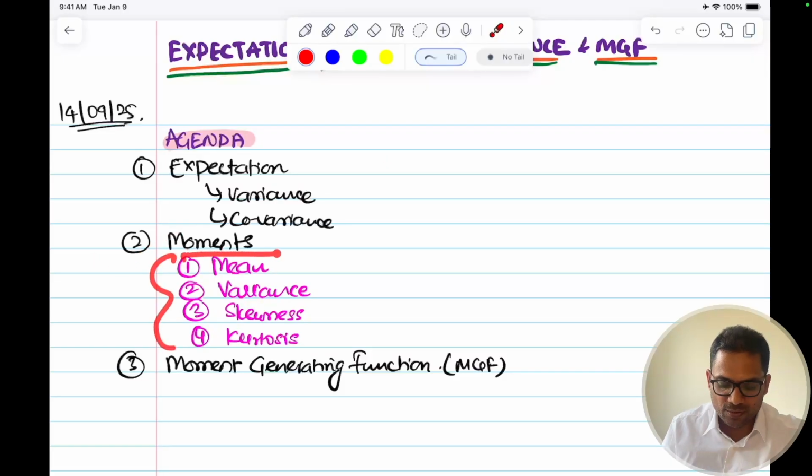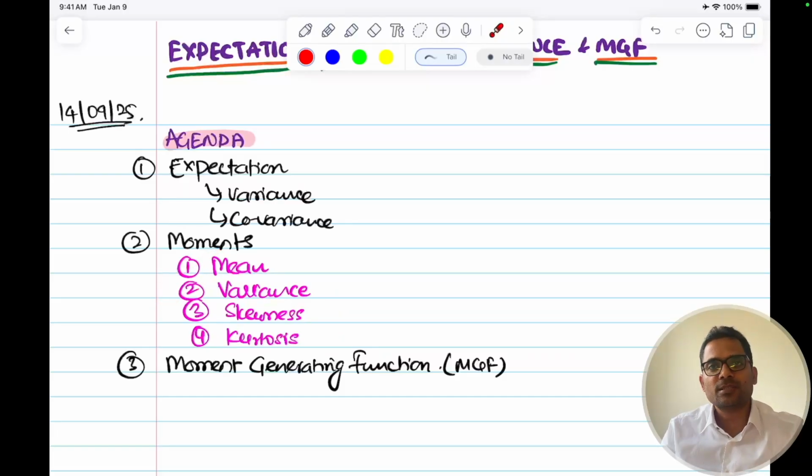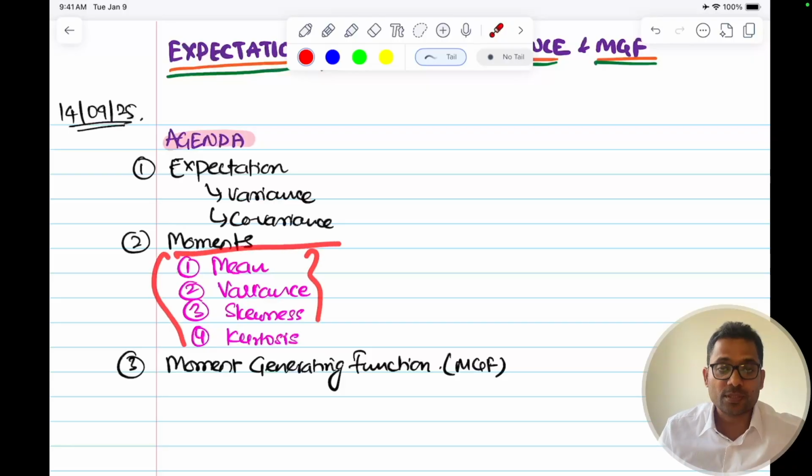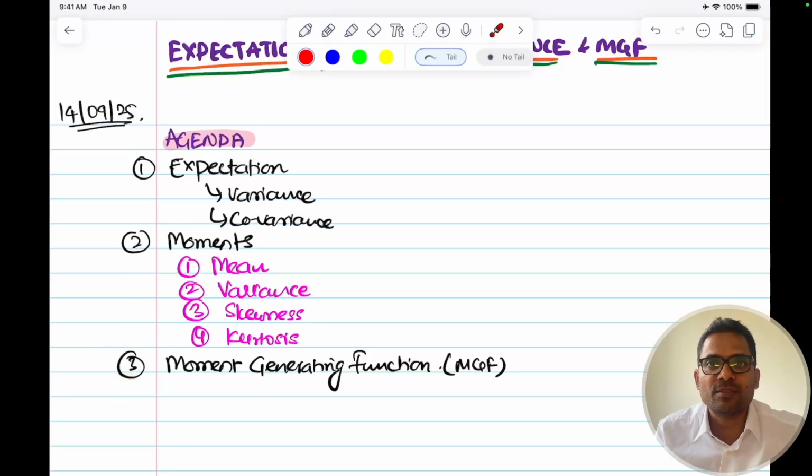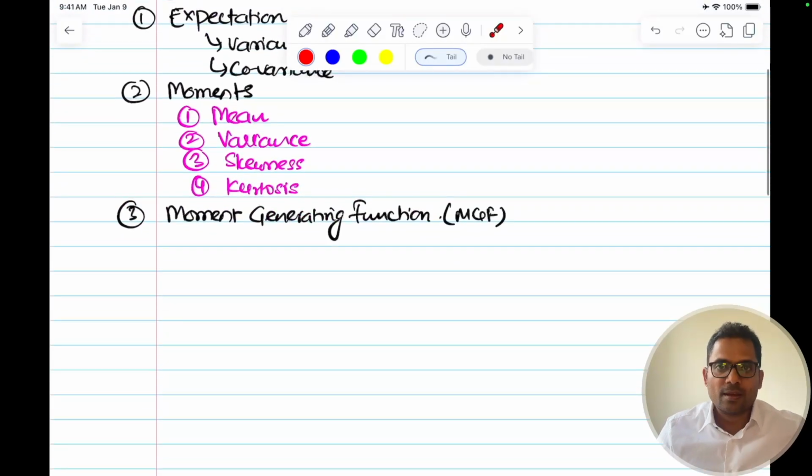I'll give you a brief overview of the most common top four moments. That is mean, second moment is variance, third moment is skewness, and fourth moment is kurtosis. I'll give you a brief overview of what each is, and then we'll go into what a moment generating function is and why it is important. Okay, so let's start. The first one, expectation.